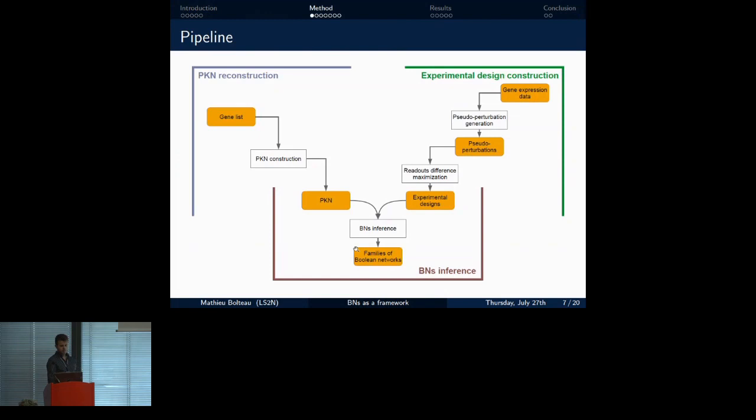So our method consists of a pipeline containing three steps. The first one is the PKN construction, PKN for prior knowledge network. The second step consists in constructing an experimental design, and then we combine our two outputs to infer some families of Boolean networks.